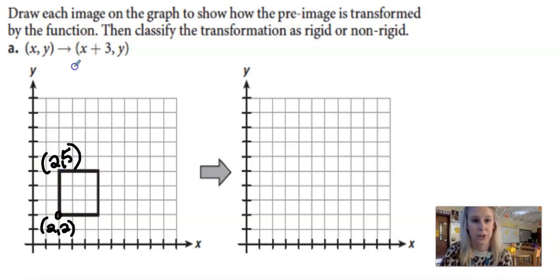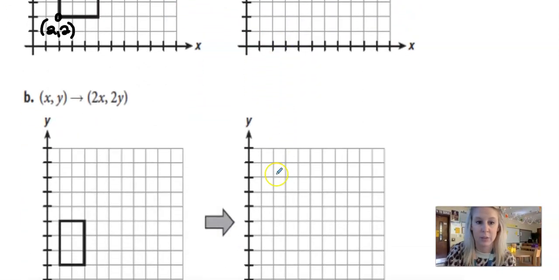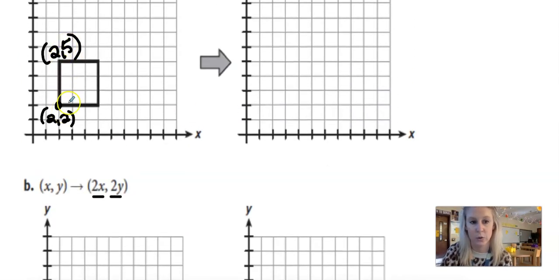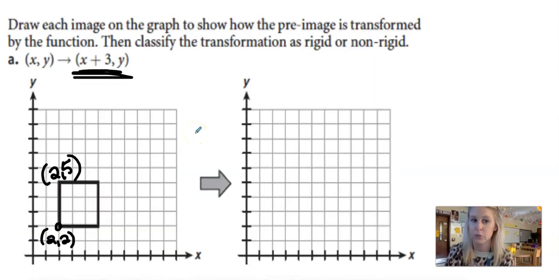Okay, so you're going to use this rule. You're going to add 3 to your x values and not add anything to your y values, and then graph that. Same thing for here, you're going to multiply your x values and your y values both by 2. So again, writing down the order pairs may help you out, but see if you can try A and B as much as you can, and then we'll go over our answers. Press pause and try now.